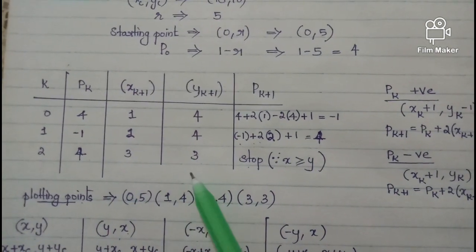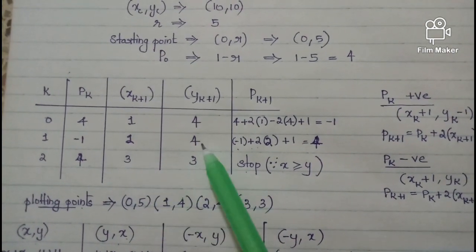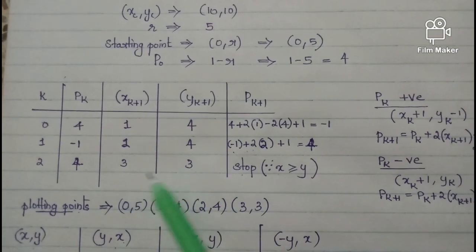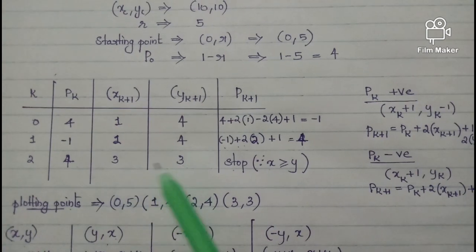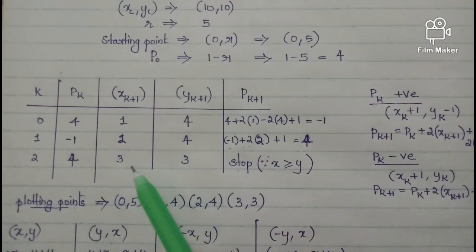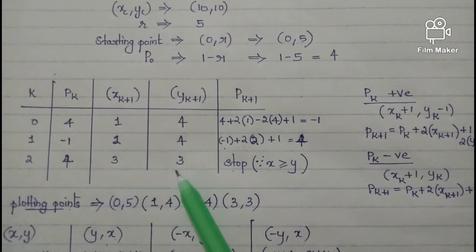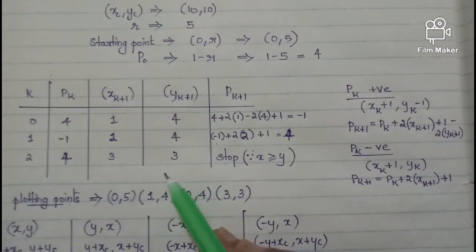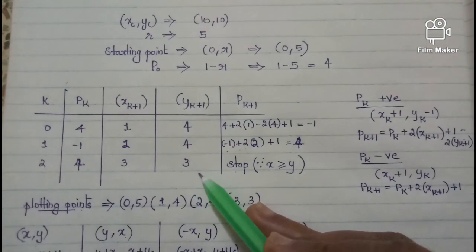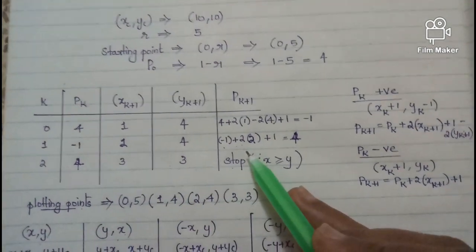In this current example, when we incremented x and decremented y, both the x and y values became equal. So you can stop whenever these two values become equal or whenever the value of x becomes greater than y. This is the stopping condition in the circle generation algorithm. So after 3 iterations, our algorithm stopped.